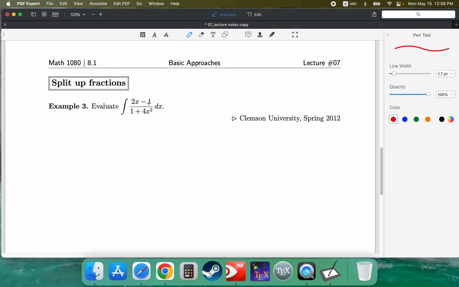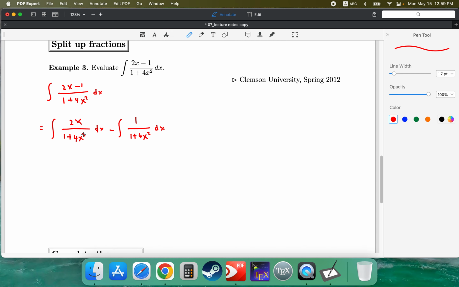So the key point for this problem is to split up fractions. We have 2x minus 1 over 1 plus 4x squared. I want to write it as the integral of 2x over 1 plus 4x squared dx, minus the integral of 1 over 1 plus 4x squared. So I will split up the fractions.